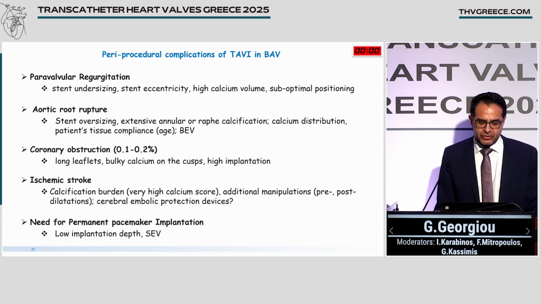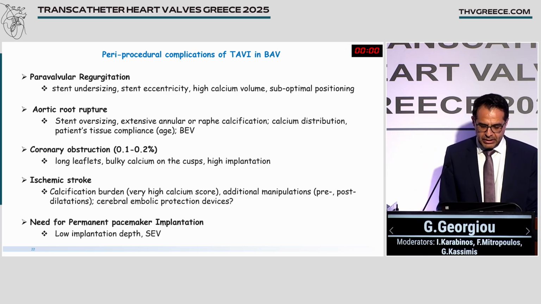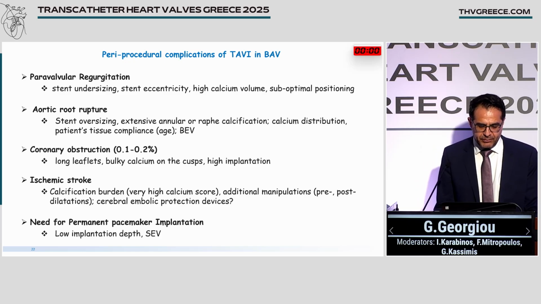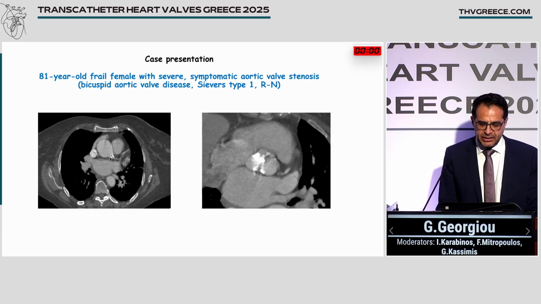The paravalvular regurgitation is frequent, mainly because of stent undersizing, stent eccentricity, or high calcium score. The aortic root rupture, especially with balloon expandable valve, is an issue. Coronary obstruction, although rare, should be considered as a complication. That's why the measurements with the CT are very important. The rates of stroke, ischemic stroke, are higher too, mainly because of the high calcium score. And in these cases, maybe the cerebral embolic protection devices should be used, although we don't have strong data supporting that. Finally, the need for permanent pacemaker implantation in these cases is high.